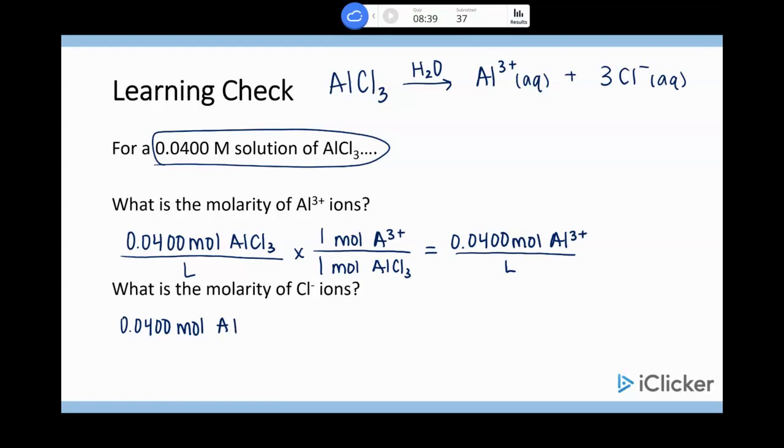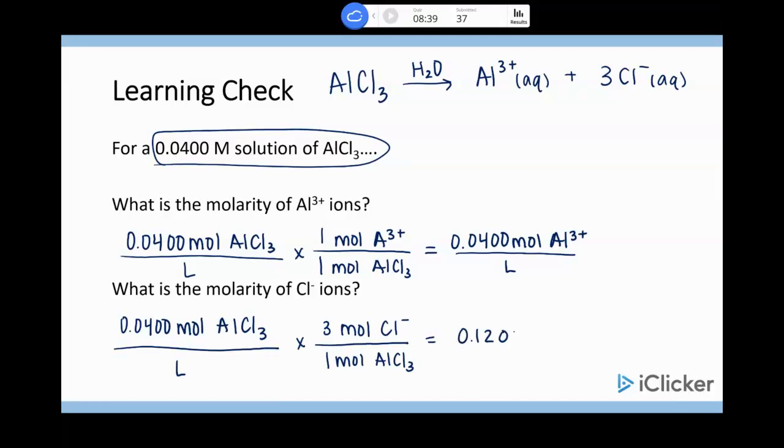For chloride ions, we have, again, starting concentration, 0.0400 moles of aluminum chloride times 3 moles of chloride ions because of that coefficient in the chemical equation for every 1 mole of aluminum chloride. So our concentration of chloride ions is 0.1200 moles per liter.